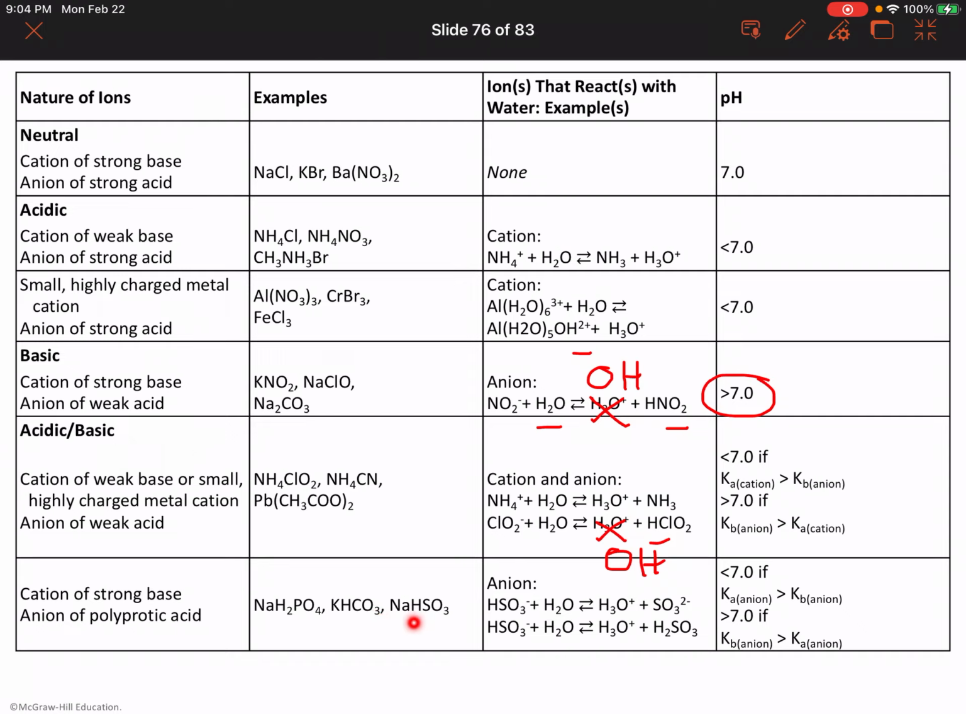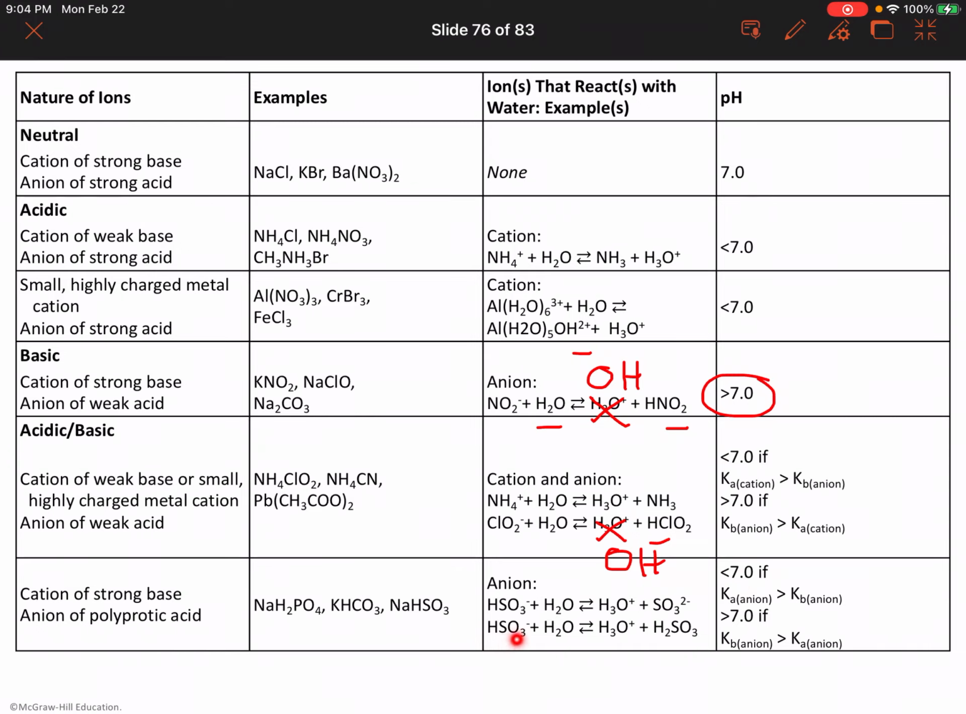If you take the anion from this compound, sodium hydrogen sulfite, HSO3 minus can react with water, with this as the base and this as the acid. Here this is going to act as an acid: it's going to lose this hydrogen, give it to water to form hydronium ion and sulfite anion. If this is the stronger dissociation, Ka greater than Kb, then the pH would be less than 7.